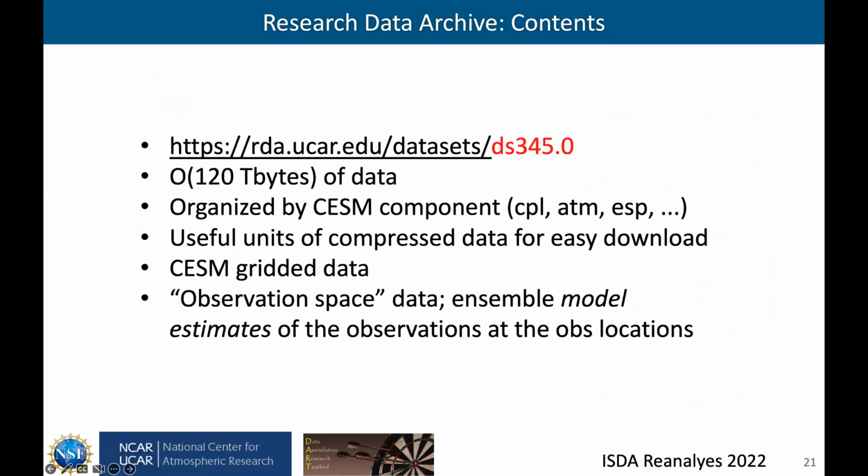So the resulting data set is 120 terabytes, and it's freely available on NCAR's Research Data Archive. It's organized in the structure of CESM's short-term archiver by component model. It is compressed and packaged into convenient sizes for downloading and using. It is also available uncompressed in NCAR's Glade file system.